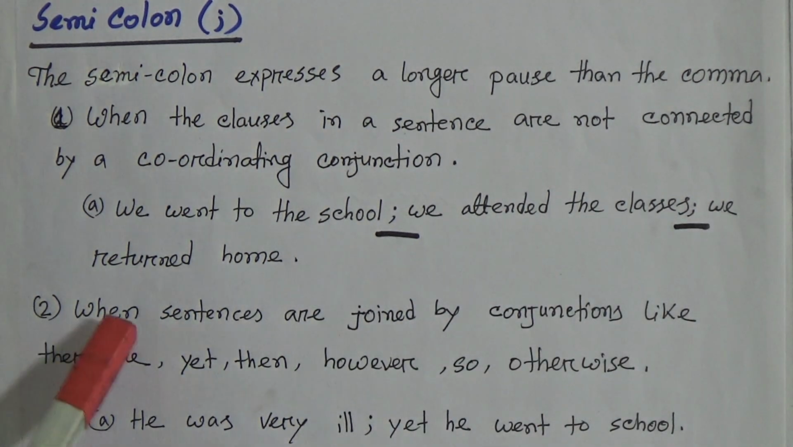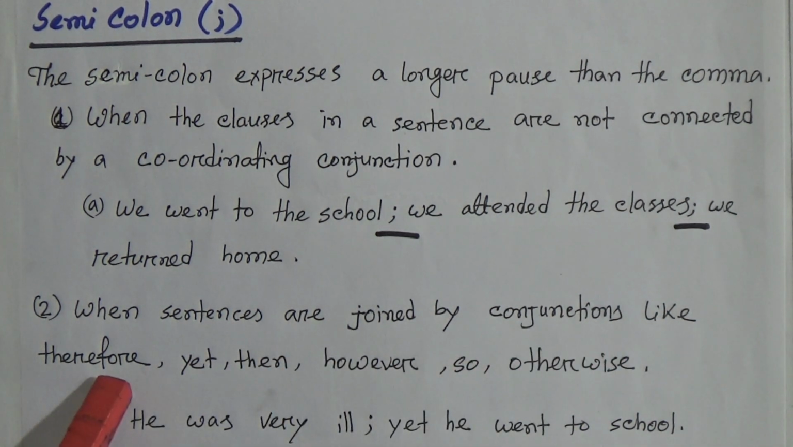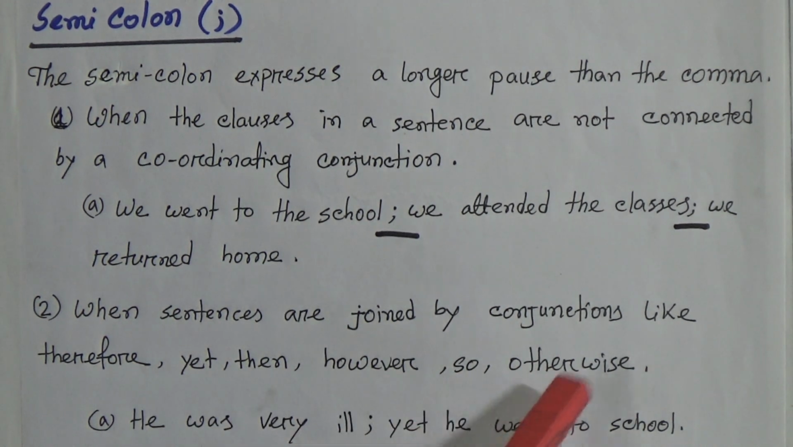Point number 2, when sentences are joined by conjunctions like therefore, yet, then, however, so, otherwise. When we use all these conjunctions in a sentence, we put a semicolon before them. For example, he was very ill; yet he went to school.